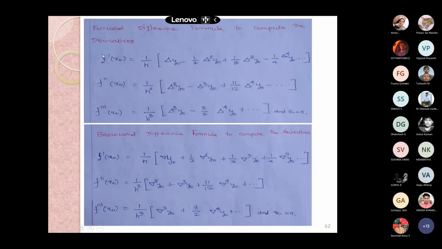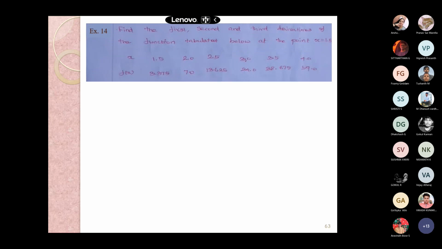The first differentiation has to be started with the first difference, the second differentiation begins with the second difference of y naught, and the third differentiation begins with the third difference of y naught. The first differentiation has the denominator h with power 1. The second differentiation has the power as 2 in the denominator. So you can have some acronyms to remember the forward difference formula, and the coefficients and the rest are uniform concerning the backward difference formula.